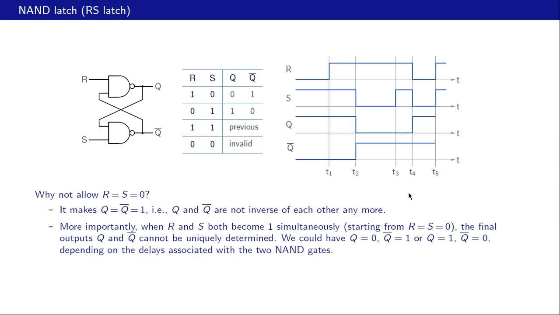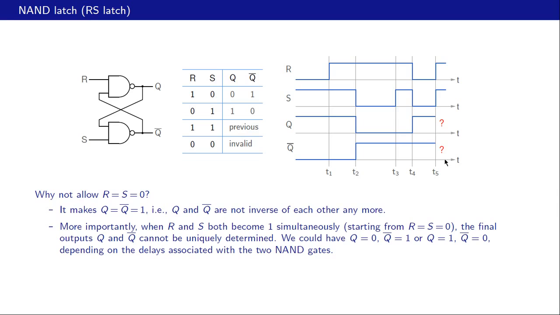And that situation continues up to T5. And suppose that at T5, R has gone back to 1 and S has also gone back to 1. So now we have R equal to 1, S equal to 1. What does the table say for R equal to 1, S equal to 1? It says previous. Now the question is, which previous value? Is it Q equal to 1 or is it Q bar equal to 1? And there is a question mark here.